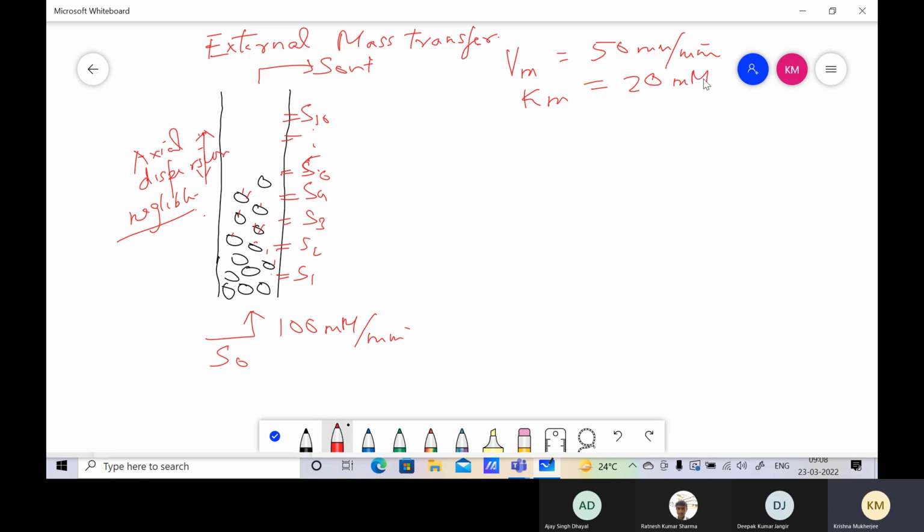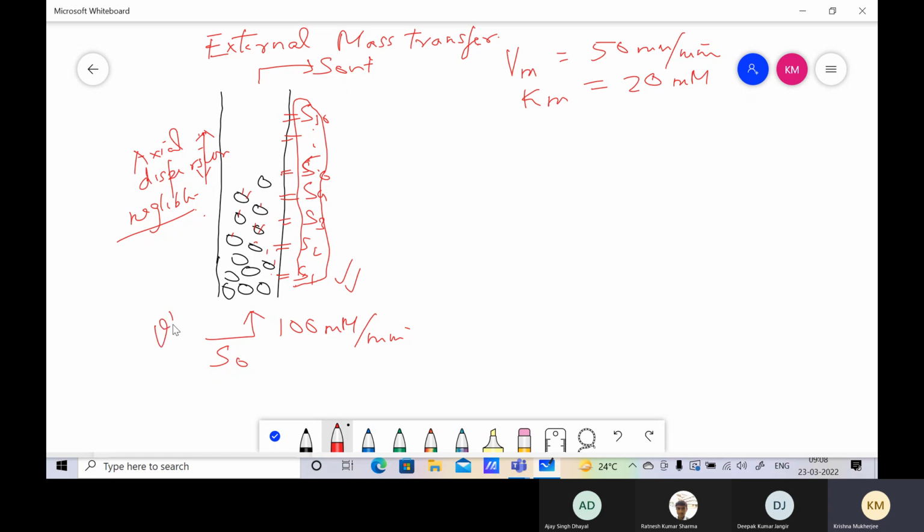And now the question is, from this set of data here, can you determine what is the external mass transfer rate which is acting? How will you go about it? Can you give me a suggestion? What does this data represent? Of course, I cannot do other experiments.